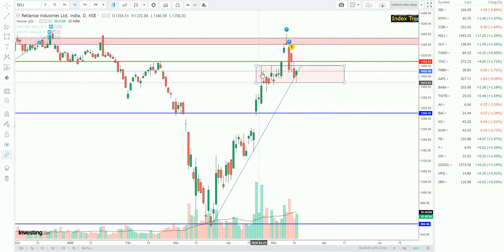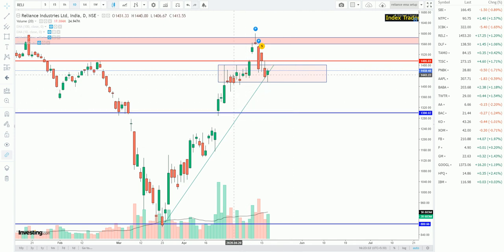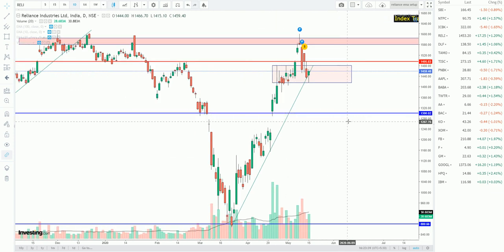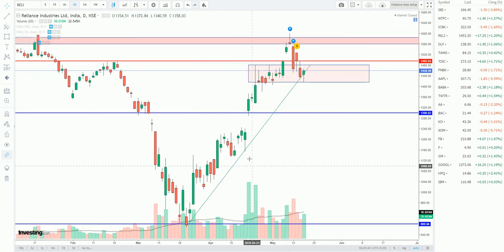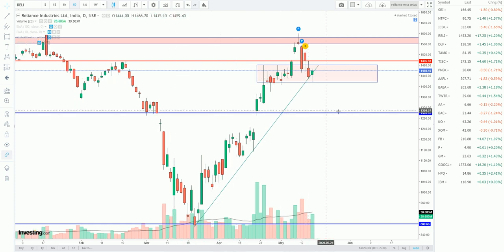This box is a consolidation, where the stock is getting consolidated around this area, and then a big move can happen. That's what this setup is showing. Also you can see the trend line here. This trend line took support from here 1, 2, here 3 and then 4. Long support point at this 1300 level.